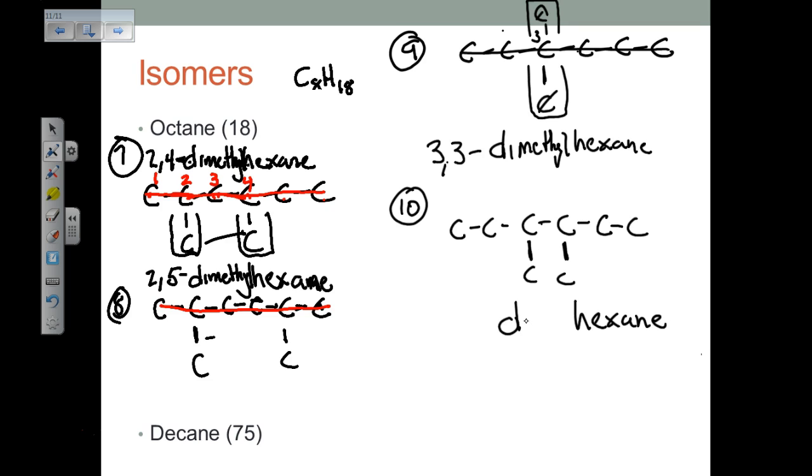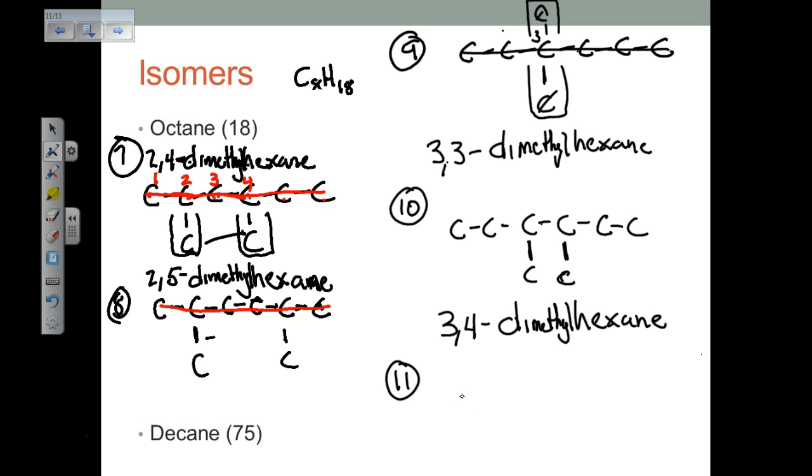And again, it's a dimethyl hexane. And now this is a 3,4-dimethyl hexane. Again, 1, 2, 3, 4, or if you start numbering on this side, 1, 2, 3, 4. Okay, so there we go. That's 10. Maybe we can do an 11 down here. I think we are starting to run out of the dimethyls.